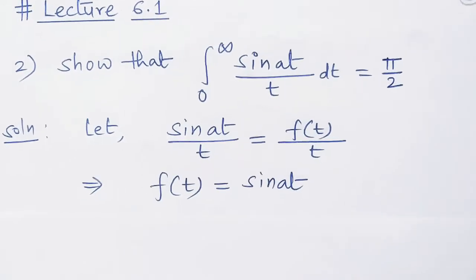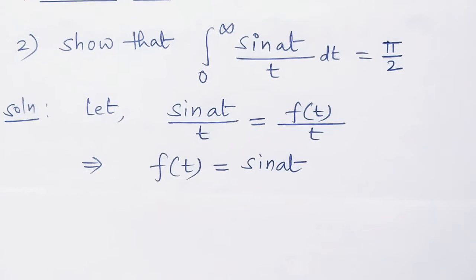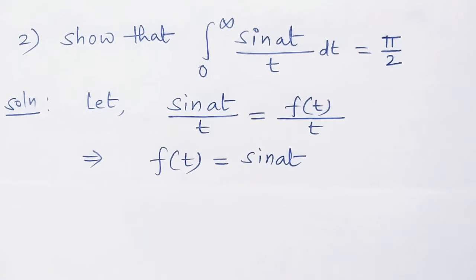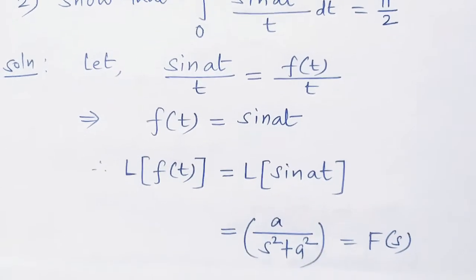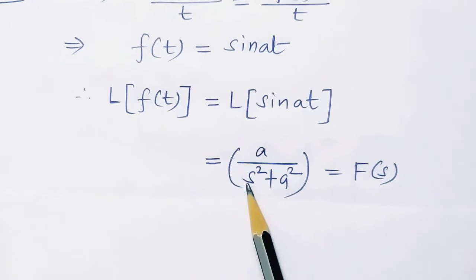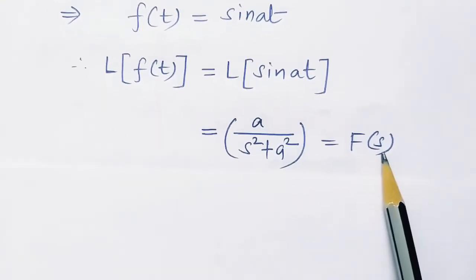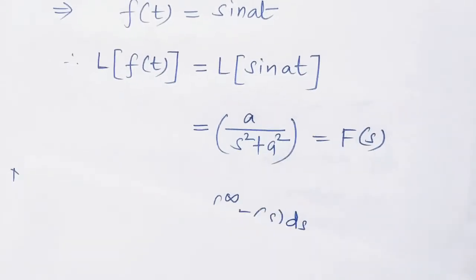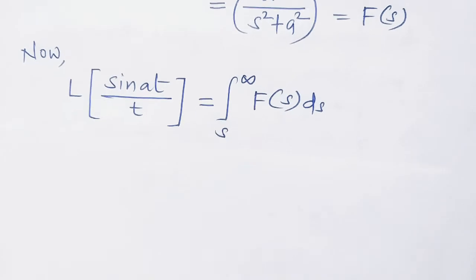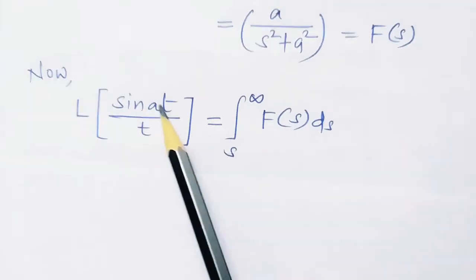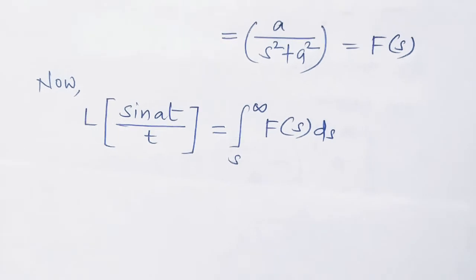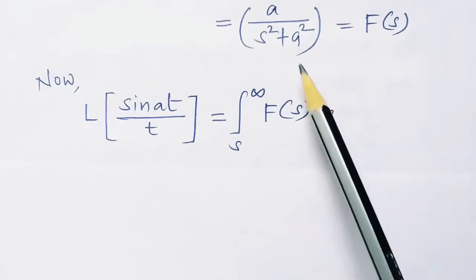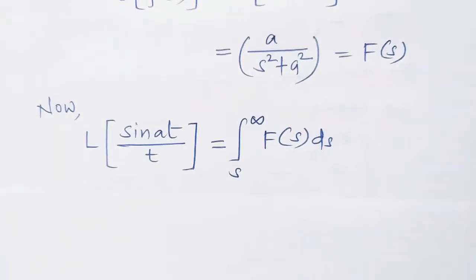So just write f of t equal to sine of at, and after getting f of t, the next step is finding the Laplace transform of f of t, which is Laplace of sine of at. And the Laplace of sine of at, we know, is a divided by s square plus a square, and that is f of s. And since we have sine at divided by t, we can apply the division by t form, and accordingly Laplace of sine at divided by t is equal to integration between s to infinity f of s ds, and a divided by s square plus a square is our f of s.